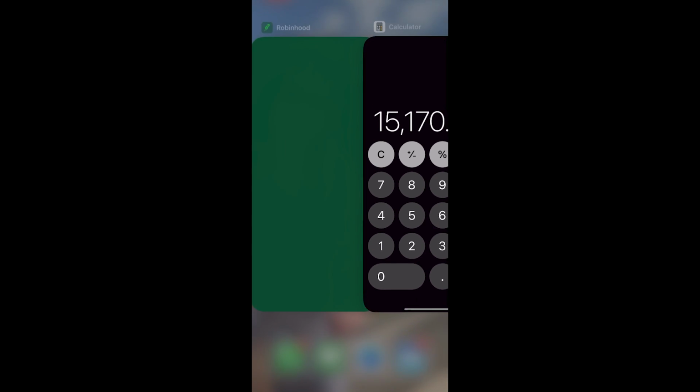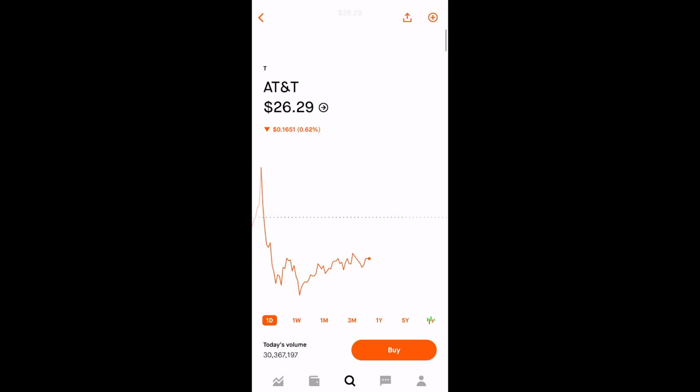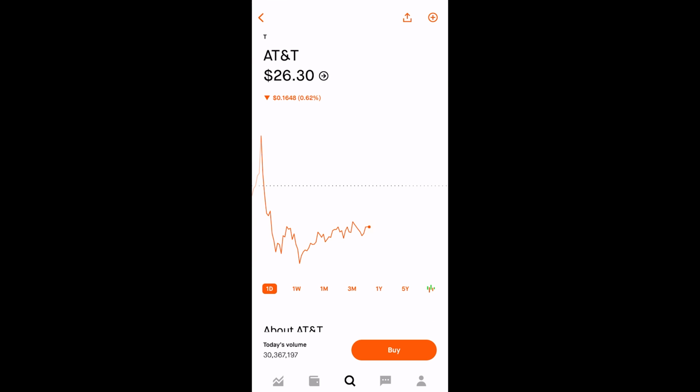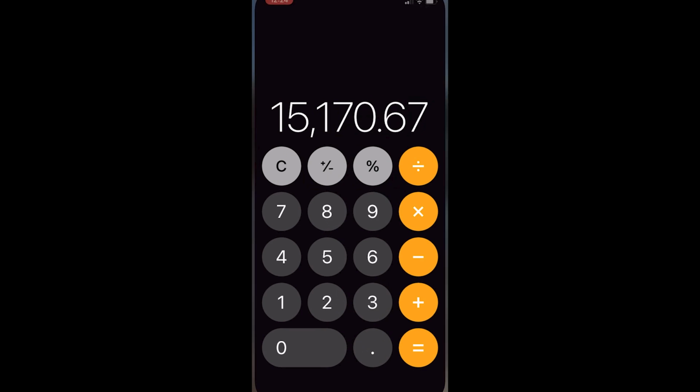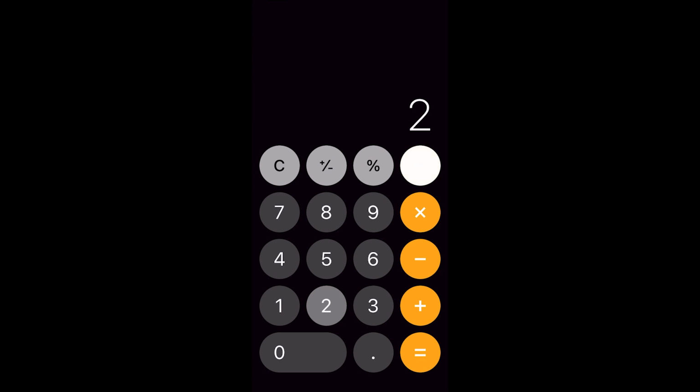So let's just go back into Robinhood here, and we're going to scroll to the top. Looks like $26.30 is the current share price. Let's just go with that. So we're going to divide this by $26.30. And it looks like we're going to need 577 shares in order to make $100 a month in dividends.